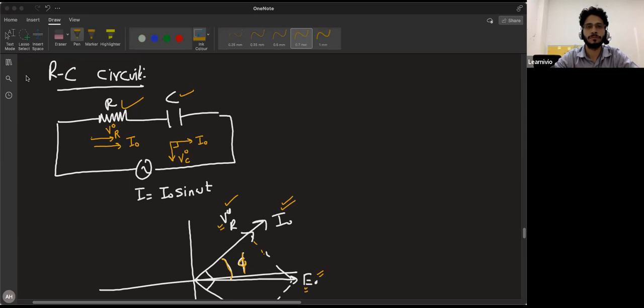The current leads by pi by 2 or just phi? The phase difference between current and EMF is phi. Pi by 2 is in just 3 circuits: one is the capacitor, another is the inductor, and there is one more circuit, the LC circuit. In all these 3 circuits, the phase difference is pi by 2. Otherwise, the phase difference is just phi.